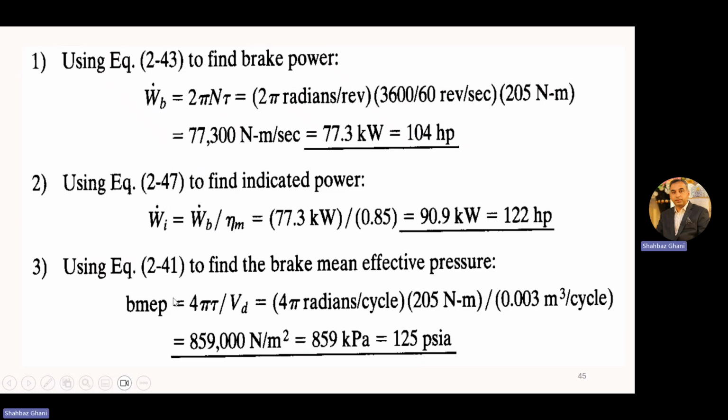Now, the brake mean effective pressure, the third parameter, is equal to, with the same equation, 2 pi tau divided by the displacement volume, with 4 pi in radians per cycle. 205 Newton meter is the torque. Then the displacement: it's a 3 liter engine, so 0.003 meter cubed per cycle, which comes out to be 859,000 Newton per meter square, so 859 kilopascals or 125 psi.